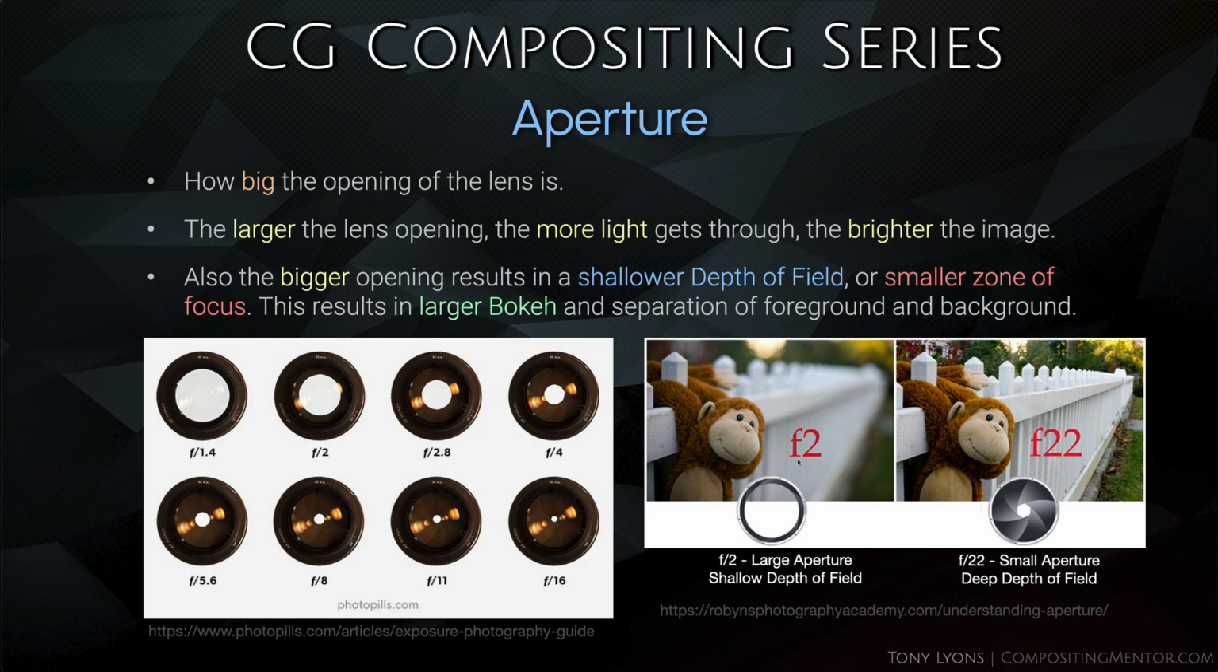So you see here at f2, where it's quite open, it's a large aperture, and there's a very shallow depth of field. In other words, the focal point is very small, and more of the image is out of focus. And if you close up that lens hole, then you get a small aperture and a deep depth of field, which just means that more of the image is in focus.